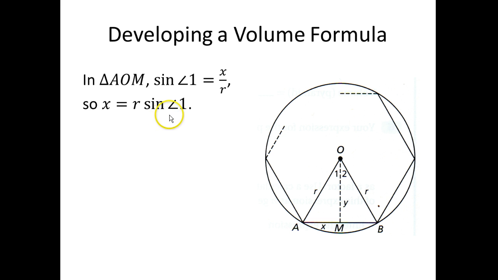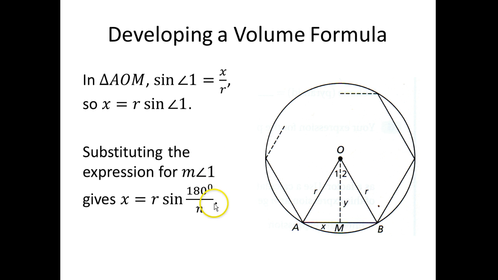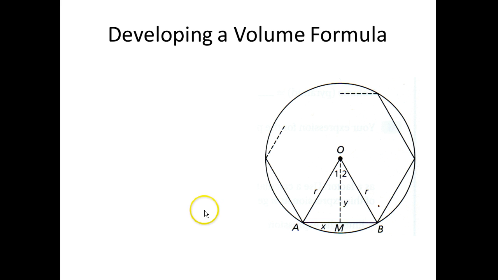Notice I can solve this for the variable x by multiplying both sides by r, which leads to x equals r sine of angle 1. I can also substitute the expression for the measure of angle 1. Since I know that the measure of angle 1 is 180 degrees over n, this expression becomes x equals r times the sine of 180 degrees over n.